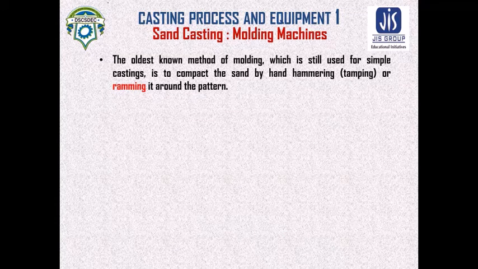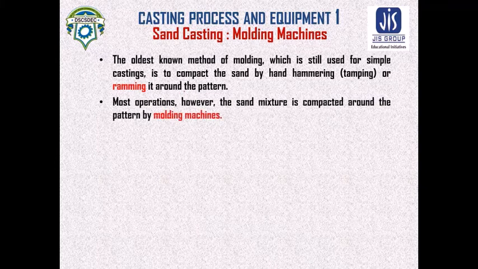So the oldest known molding can be done using hand hammering, tamping, or reaming around the pattern. Now this reaming process can be done using a molding machine, using different molding machines, as a development to the casting process.